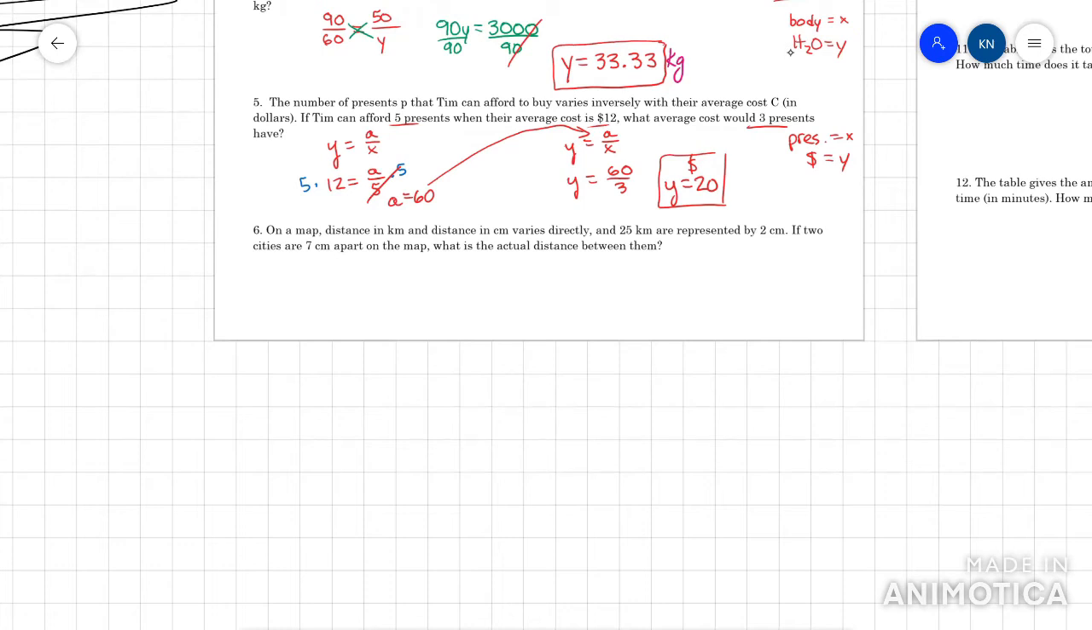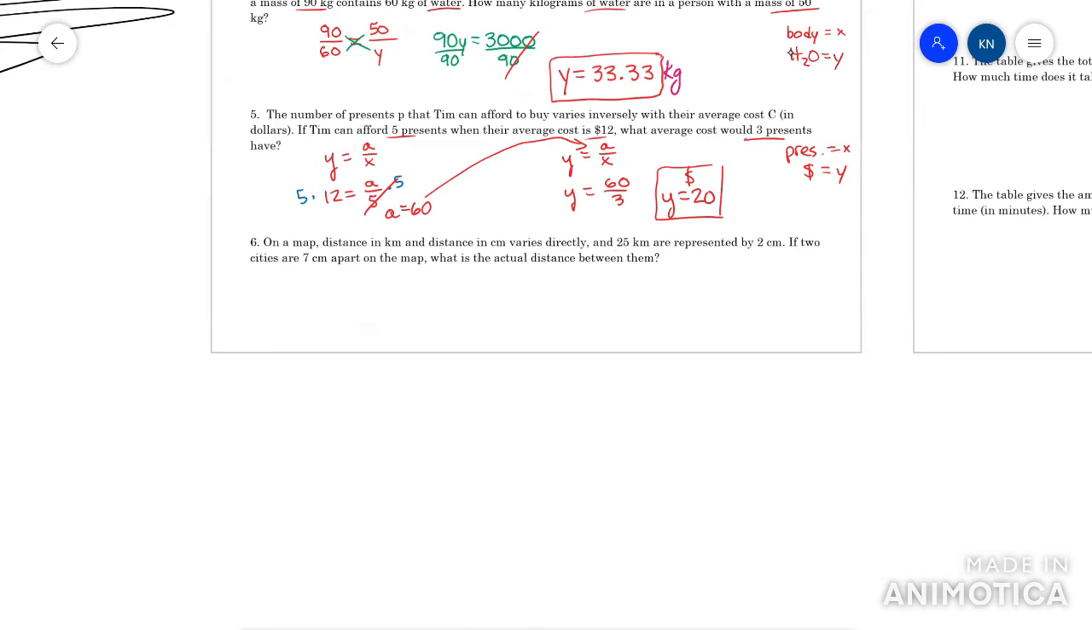Direct variation. So it's x over y equals x over y. We've got kilometers and we got centimeters. So we'll make kilometers x and centimeters y. All right, so we got 25 kilometers to 2 centimeters equals an unknown kilometers to 7 centimeters.